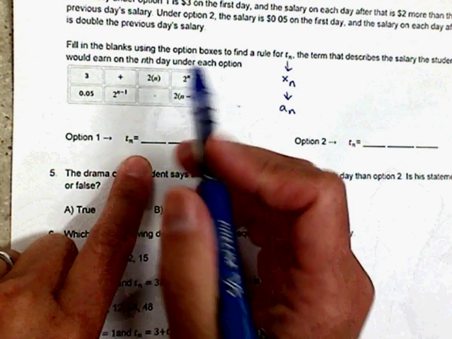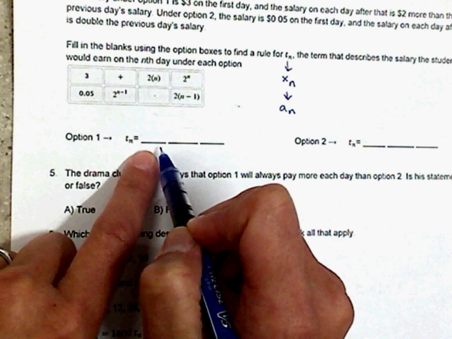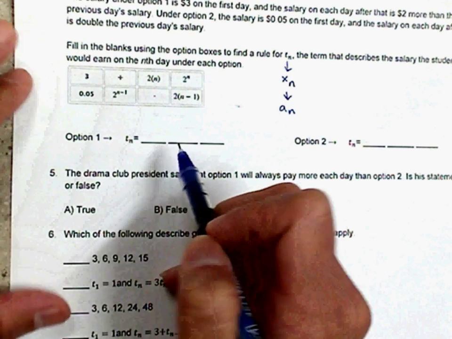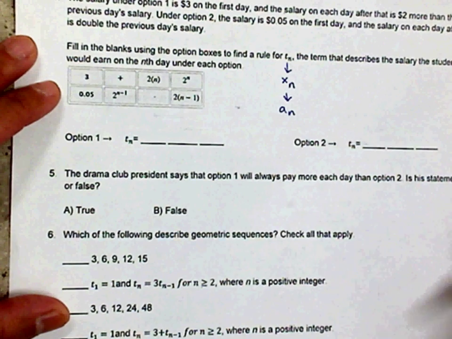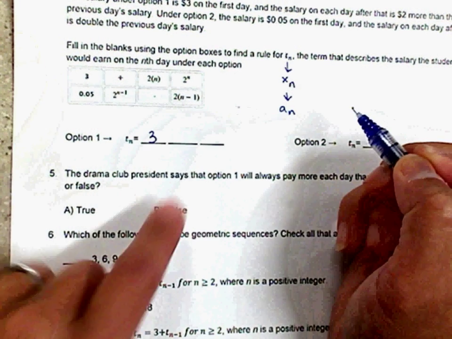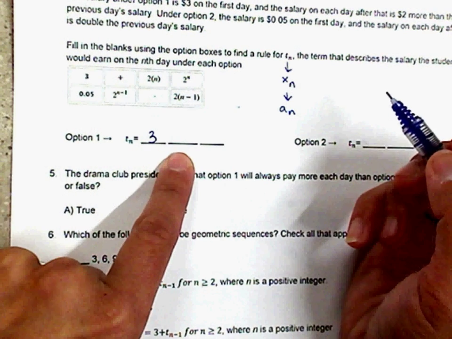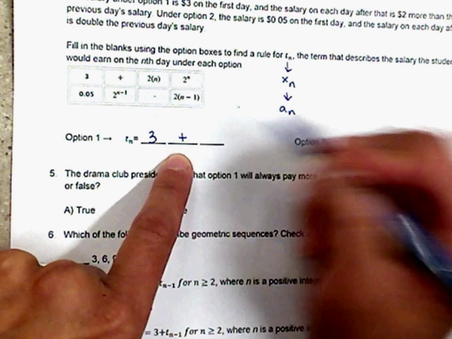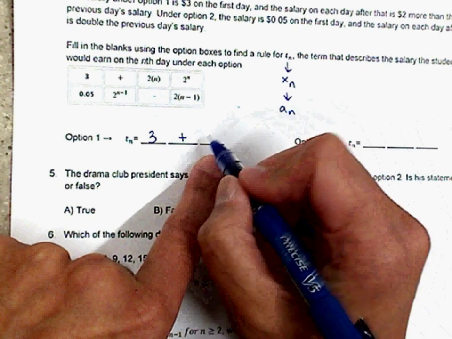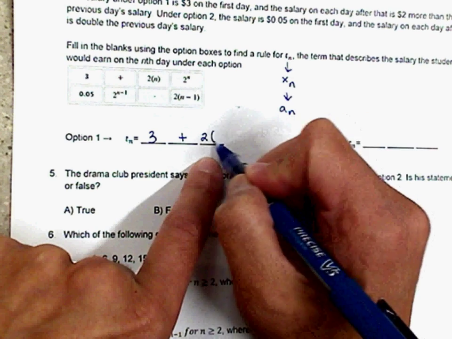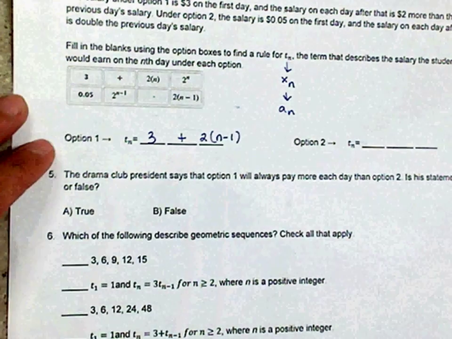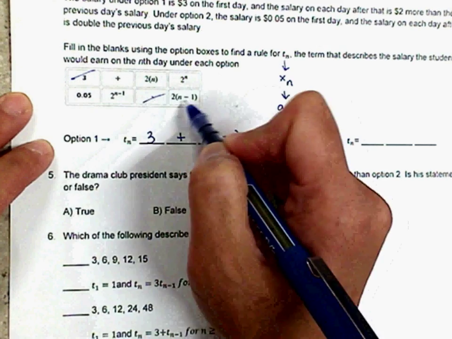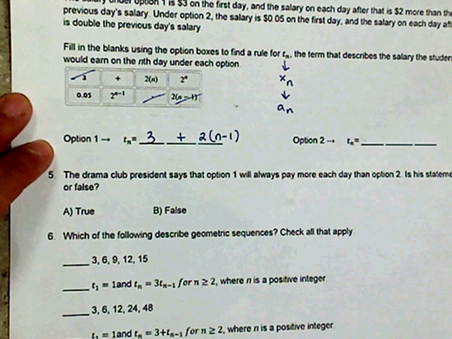All right, option 1. So I have my T sub n, so what goes right here? Which one of these goes right here? Which one do I put first? 3. Okay. What goes next? Plus. What goes after that? 2. Very good. Do you guys see how we just grabbed that? We got that one, and that one. Okay? Good job.